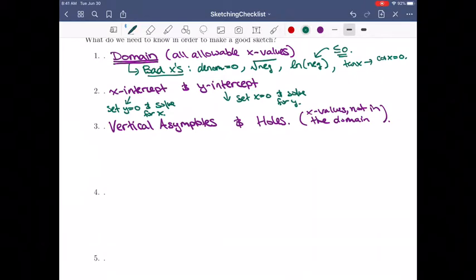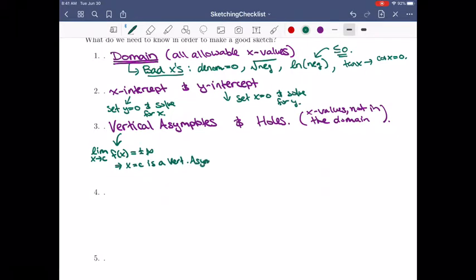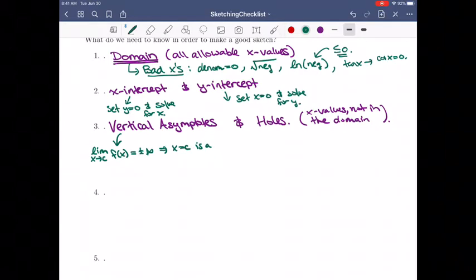So this is going way back. If you get a vertical asymptote at, say, x equals c, then what's going to happen is your limit as you approach c of your function is going to go to plus or minus infinity. So it's going to get really, really big. Okay, so that's going to tell you that x equals c is a vertical asymptote.